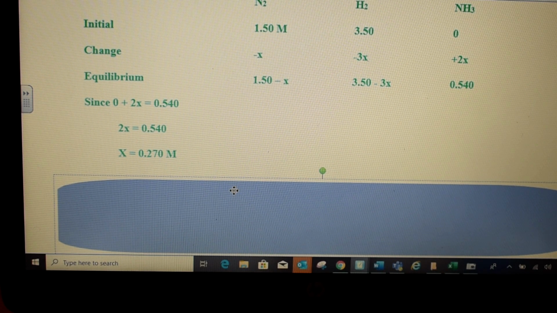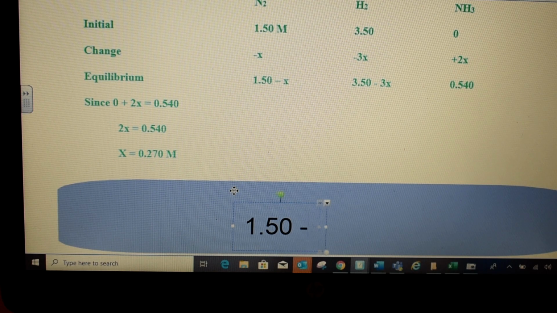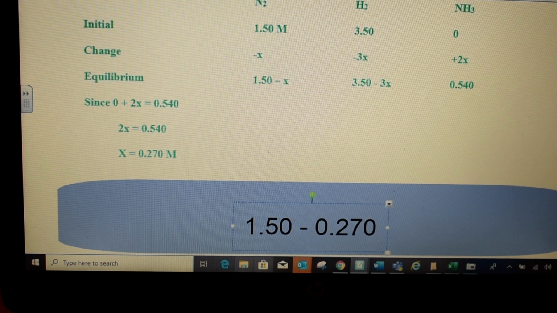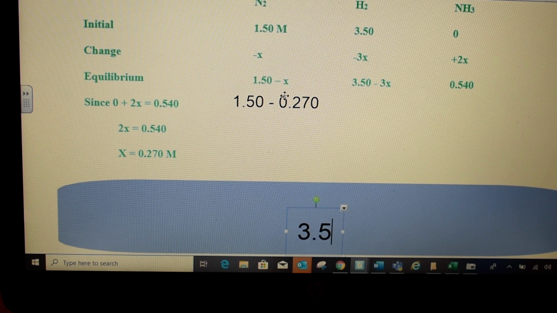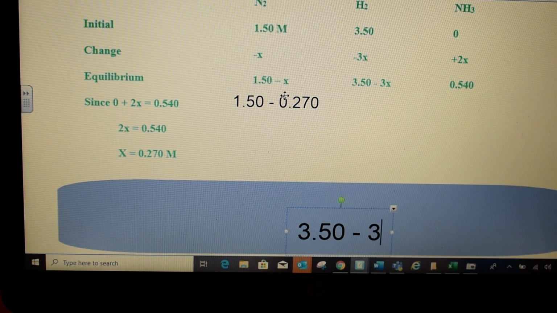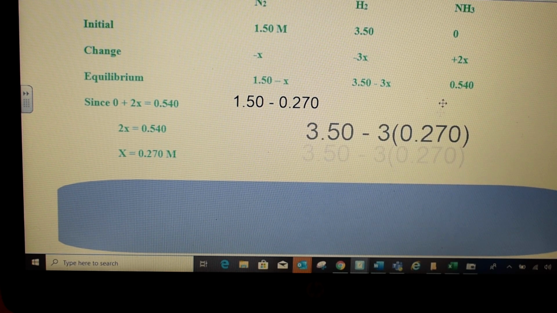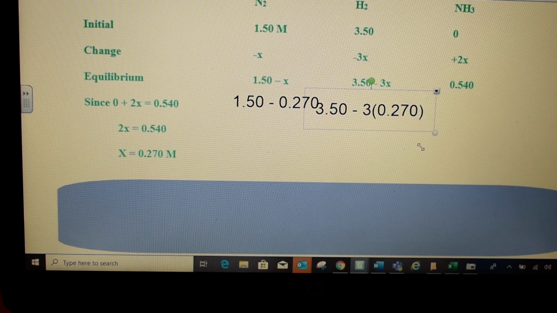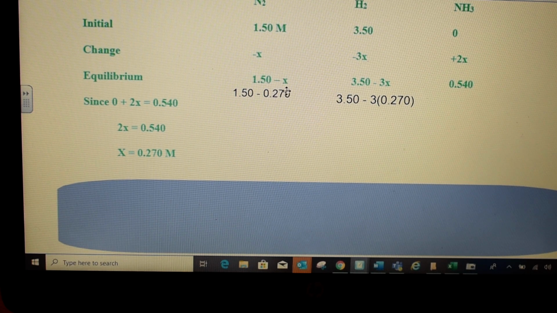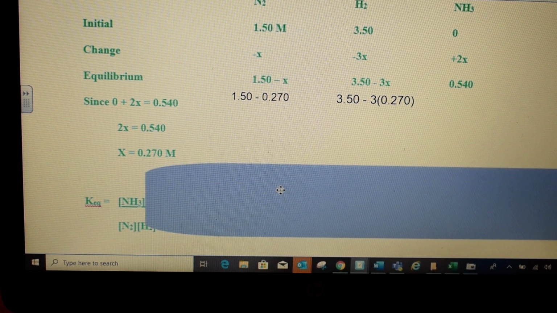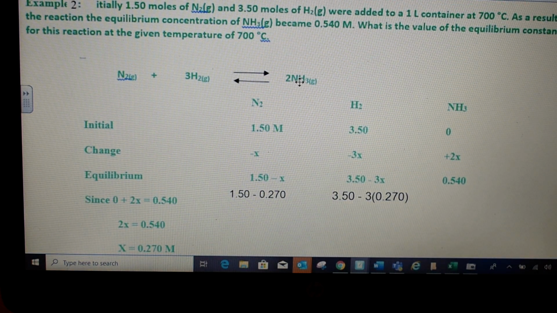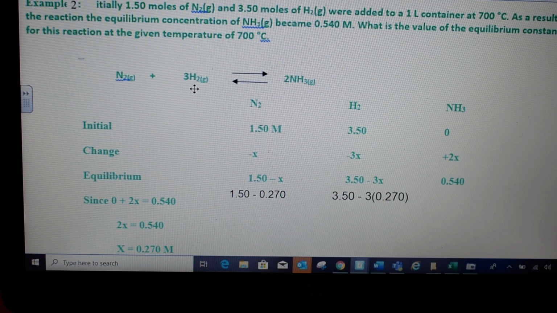So again, 1.5 minus 0.27, that's my value for equilibrium for N2. And 3.5 minus 3 times 0.27 is my value for H2 concentration at equilibrium. So that's where I'm going to get those numerical values. And then I simply put them into my KEQ expression. Remember, it's products raised to the second, because of the coefficient of 2, over my reactants.